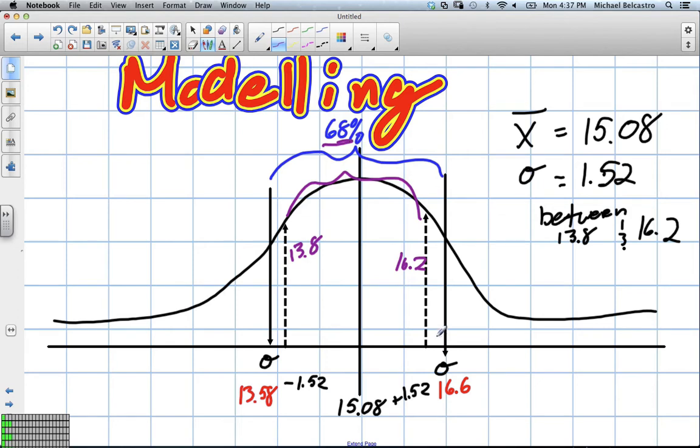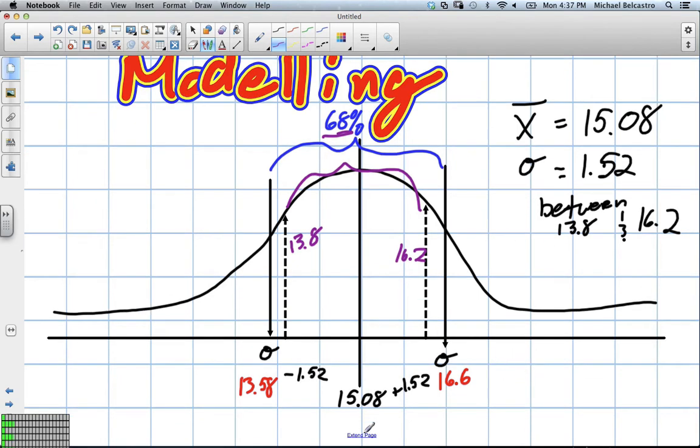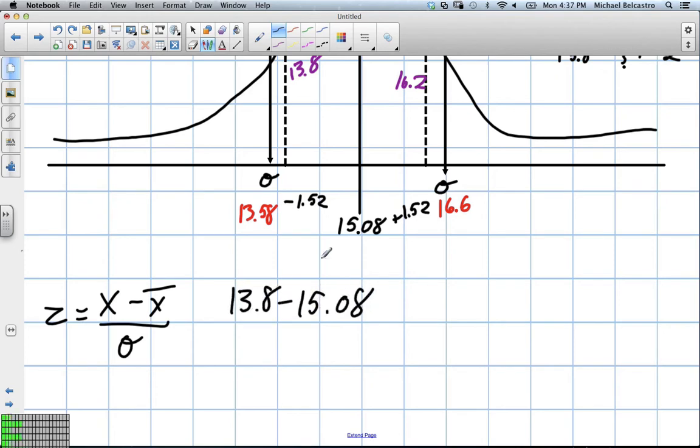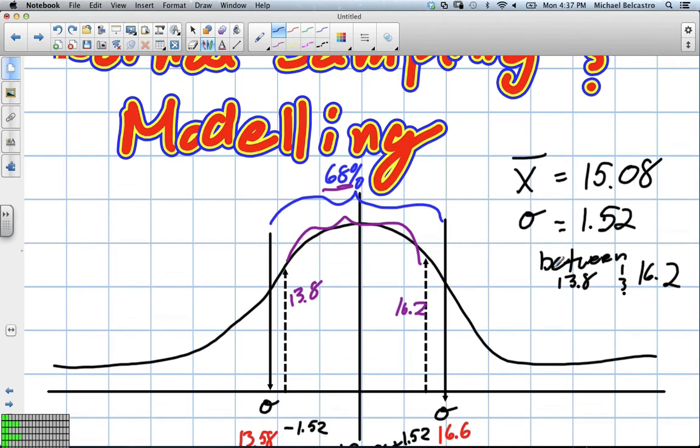But what we want to do is convert this entire bell curve into z-scores, okay? We want to convert this all into our z-scores here. And when we do that, we're going to take our data, subtract the mean, and divide by the standard deviation, right? And that'll give us our z-score amount. So first we do our 13.8 minus 15.08.